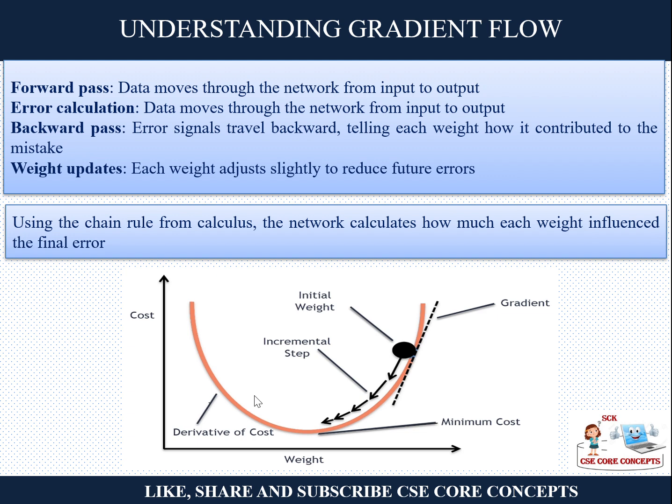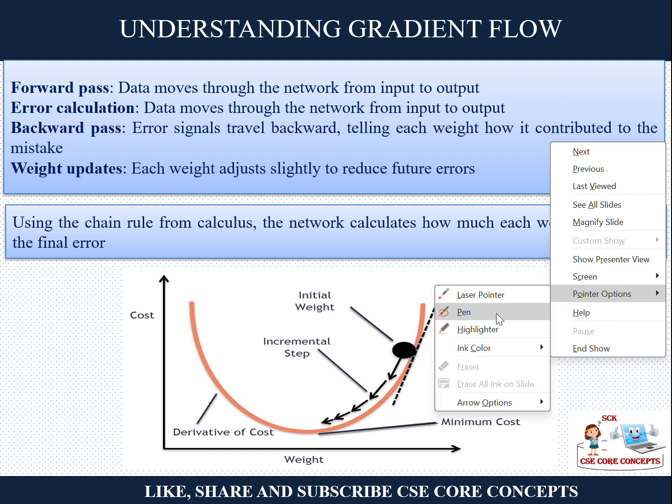Let us say, for example, this is a graph of weight versus the cost or the loss function. You can call this the cost function also, so there are various names for the error. Now this is the derivative of the cost, that is the differentiation. The initial weight which you have given, you are here. Now this is the gradient line, that is the backpropagation line. With that initial weight you got some error. Let's see what the error is.